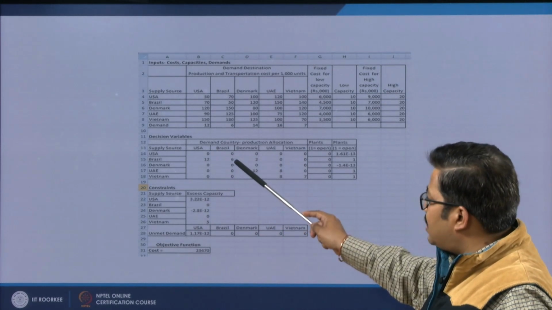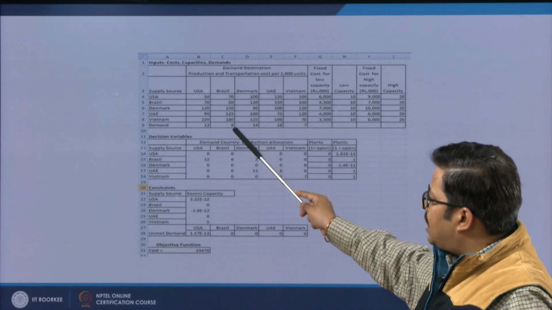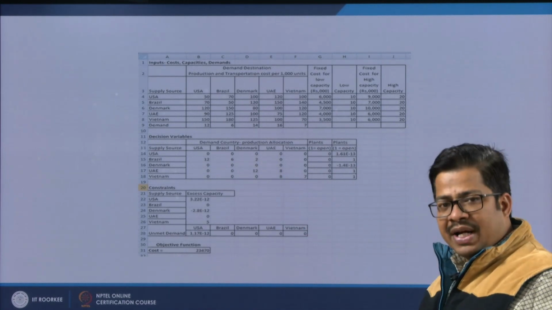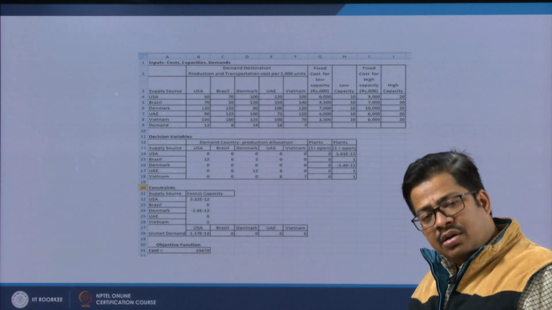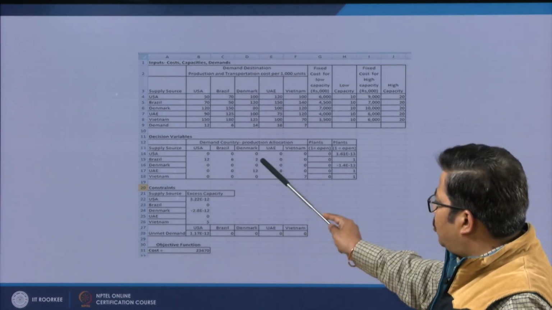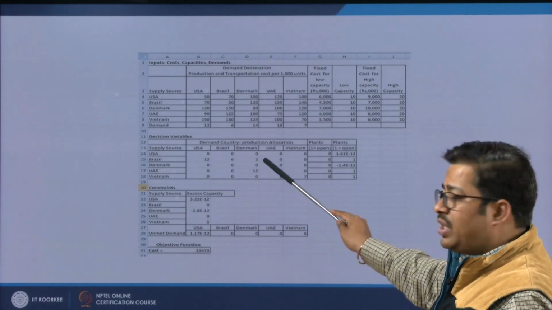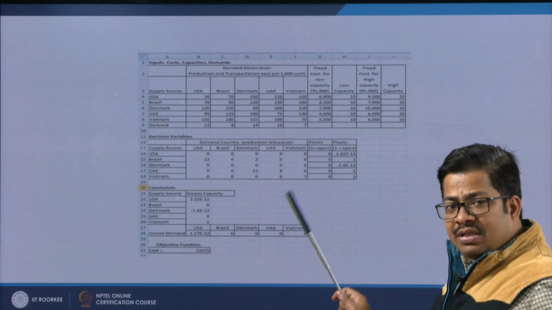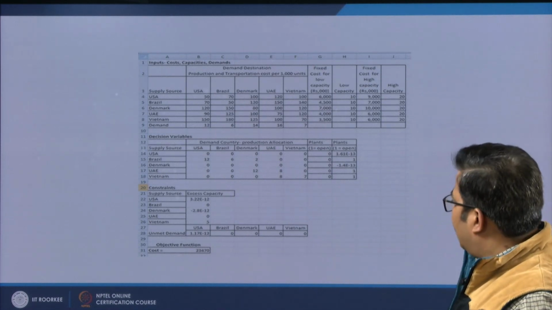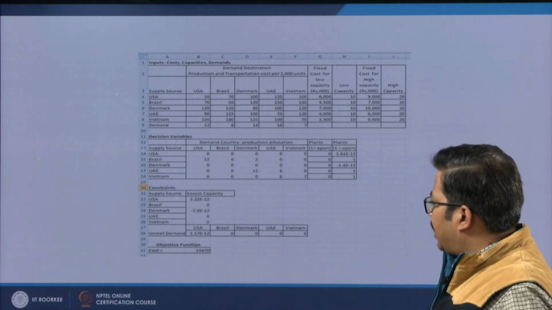You keep 6 units of that in Brazil itself, because the demand of Brazil is 6. So Brazil will fulfill all its demand from the local capacity. So 6 will come to Brazil and 2 will go to Denmark. So 12 plus 6, 18 plus 2, 20. So the Brazil capacity is now exhausted, and Brazil will not supply anything to UAE and Vietnam markets.